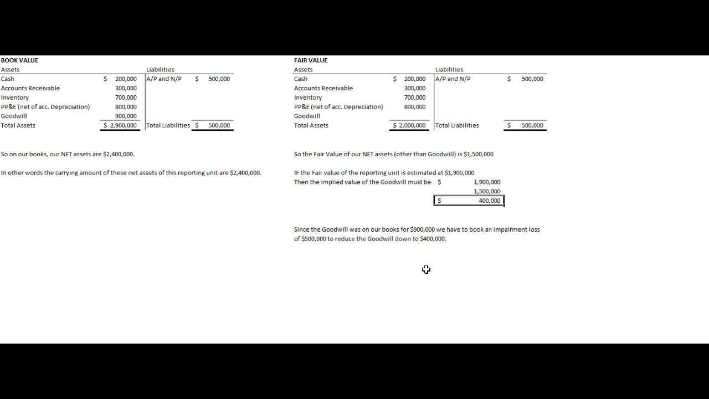So in other words, to recap, at least once a year we'll look at the fair value of our separate reporting units, and if it turns out that the fair value of that reporting unit is less than the book value of that reporting unit, we'll go on to do the second test, which is to find the fair value of our net identifiable assets, subtract that from the total value of the reporting unit to find our implied value of goodwill. If our implied value of goodwill is less than our goodwill on our books, we'll book an impairment charge to get it down to where it should be.